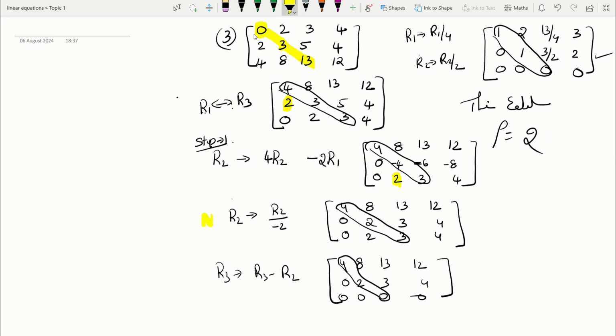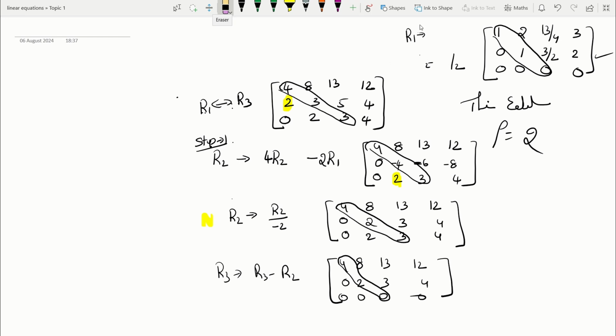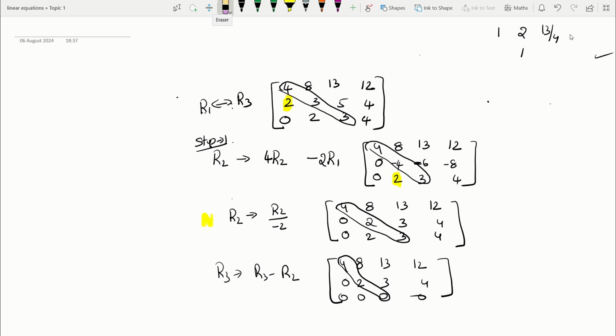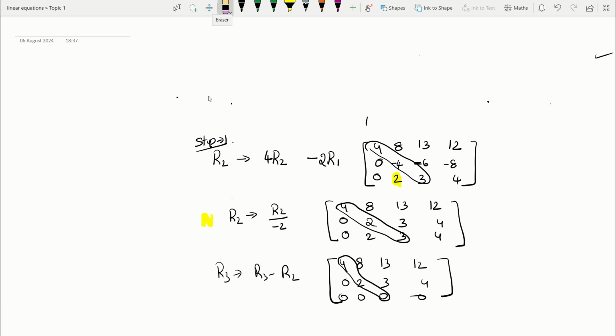And what is the rank for this? Rank is the number of non-zero rows. Only 2 rows are there, and the third row is the 0th row only, na? So rank is equal to 2. I hope you people are able to follow this echelon form system.